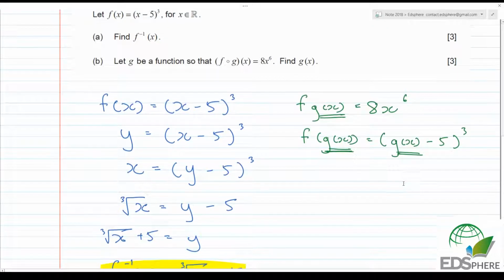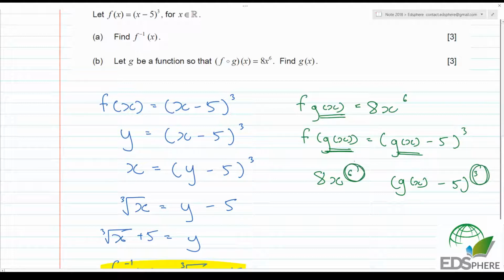So now I'm going to make a little comparison. I ask myself one tiny little question. How does this and this look alike? Does it look alike? Not at all. Can I make it look alike? Yes. Look at the power. Here is a power of 3. Here is a power of 6. The first question I ask myself, can I make the power of 6 into a power of 3?